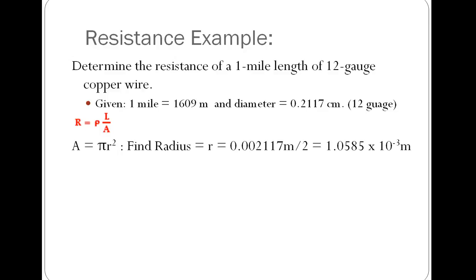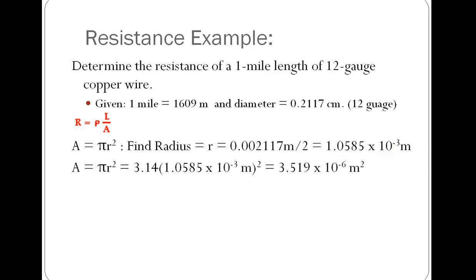The first thing you might want to know is we need both the resistivity value and we need the area, the length we already have. So to find the area, once we know the diameter, we can easily find the radius. So if we put that diameter in meters, divide it by 2, now we have the radius. Okay, it's not too bad. So then I go ahead and calculate the area. I put pi in there, square my radius, and then I have the area given here in meters squared.